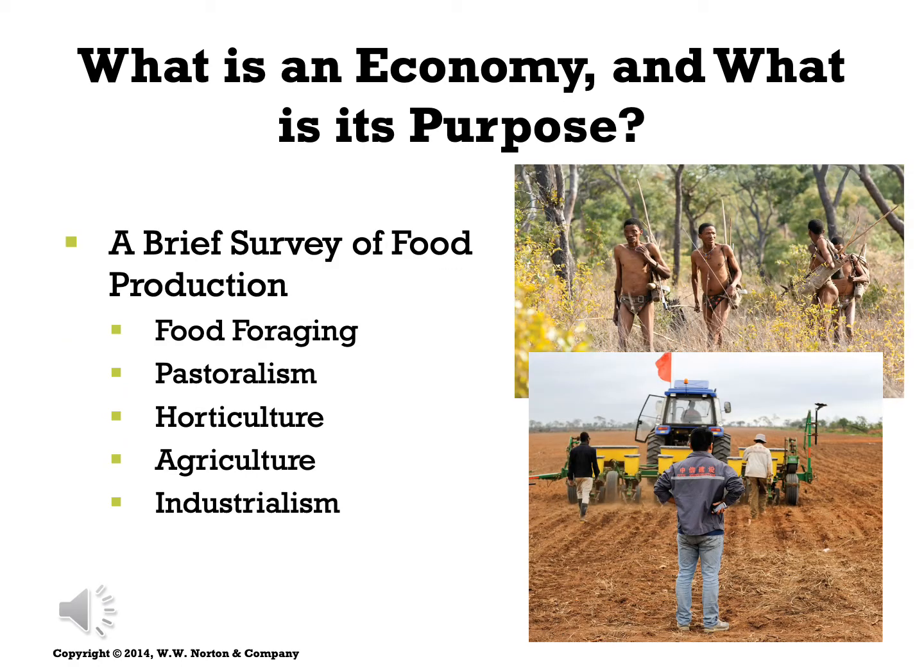Let's look at production, specifically food production, in more detail. Anthropologist Yehudi Cohen has proposed 5 primary strategies that humans have employed to produce food to eat. They include food foraging, or hunting and gathering, pastoralism, which is raising animals, horticulture, which is raising plants, agriculture, which is an intensified version of horticulture, and then industrialized agriculture, the mass production of foodstuffs.